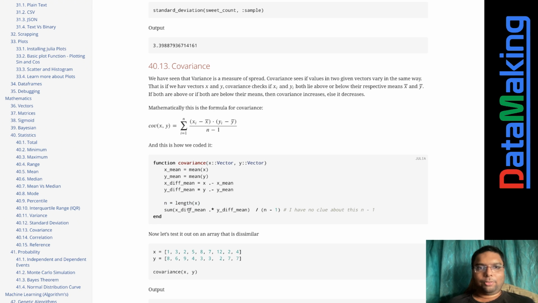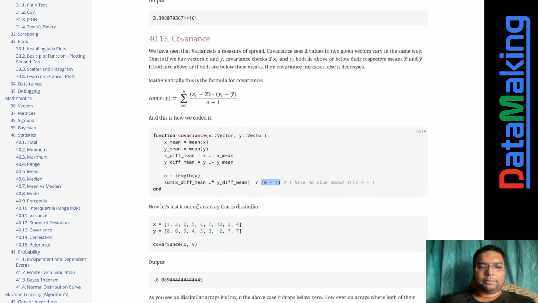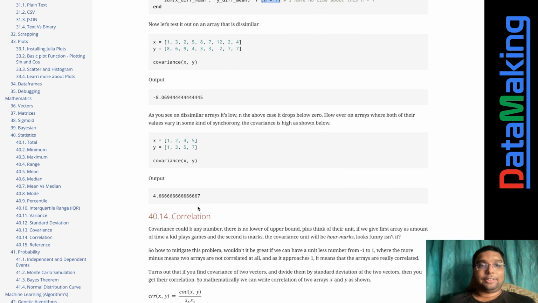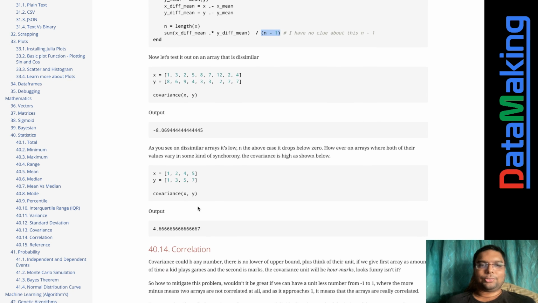And now what we do is we just multiply each and every element. x is over here, y is over here: 1 into 8 plus 3 into 6 plus 2 into 9. That's what this one does. First it does the multiplication, then we just sum it off, and then we just divide it by n minus 1, that is the length minus 1. So this is called, sorry, this is called covariance. I'm really sorry. So this is called covariance.